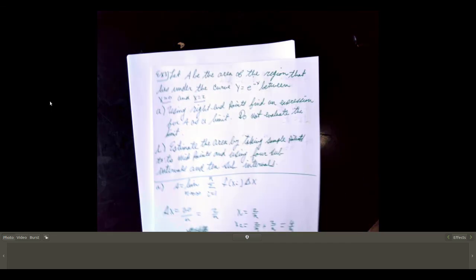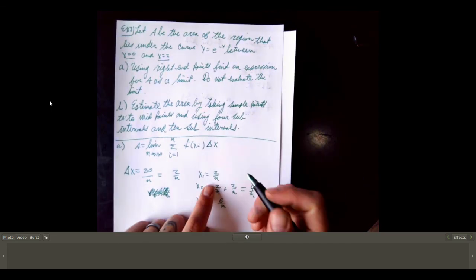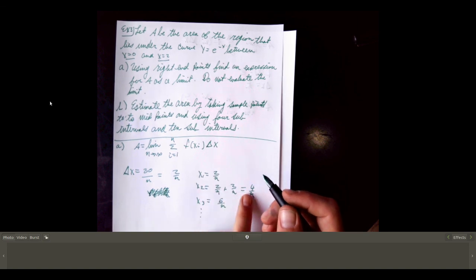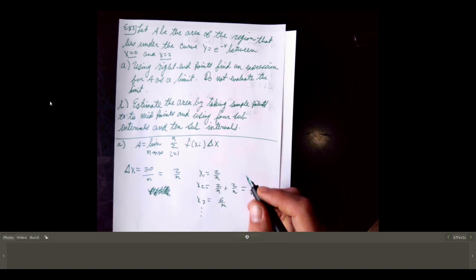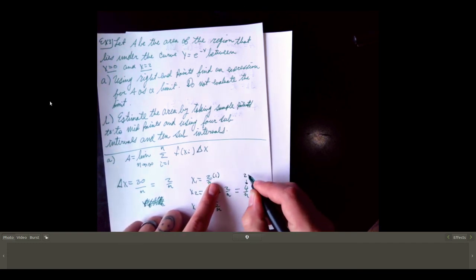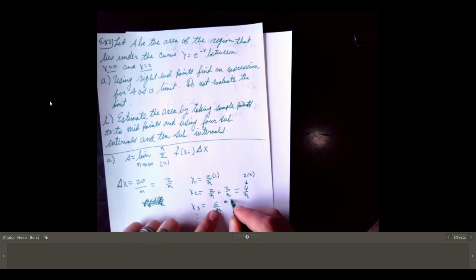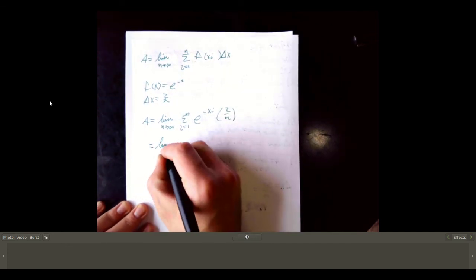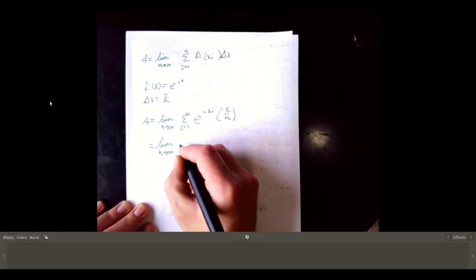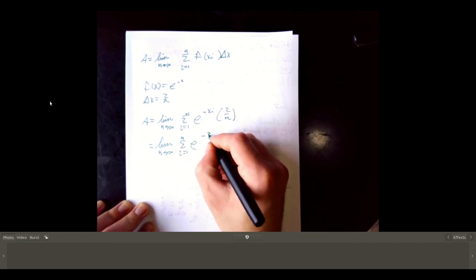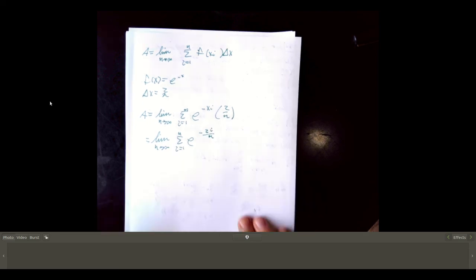Well, on the back side, we saw that x1 was 2 over n, and x2 was 4 over n, x3 is 6 over n. We can think of this as 2 times 1, and that as 2 times 2, and this as 2 times 3. So a pattern is emerging, and our exponents are of the form e to the negative 2i over n.